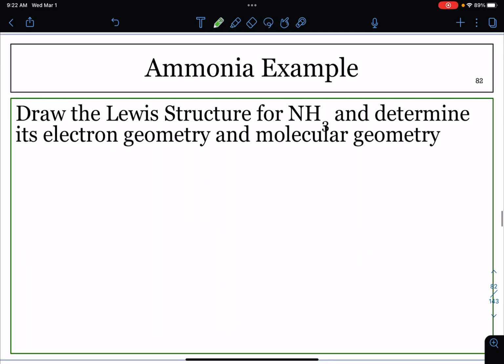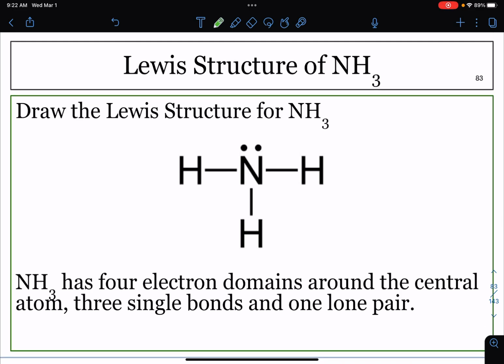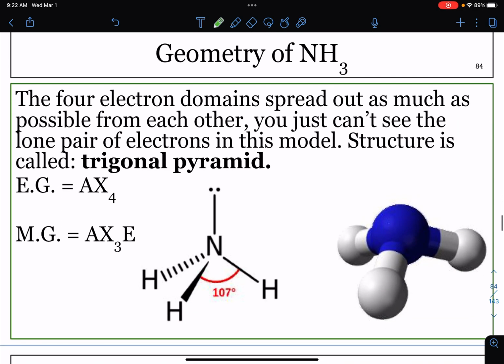Now let's draw NH3 and determine its electron and molecular geometry. Pause to see if you can draw the Lewis structure for extra practice. Here's the Lewis structure. You can see that nitrogen is the central atom, and it has 1, 2, 3, 4 electron domains around the central atom. So its electron geometry is AX4, tetrahedral.